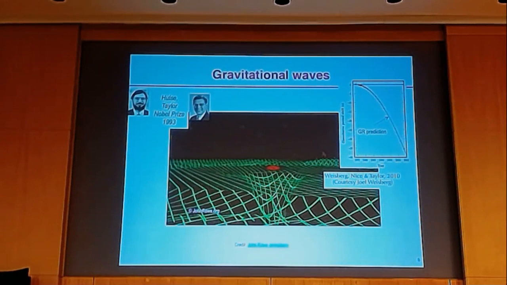So there was another Nobel Prize, not only to Einstein and not for his theory of relativity, but also for the observation of gravitational waves in 93. Now, why can't we detect this? Well, like Einstein said, the gravitational waves themselves, this wavy distortion of space-time, is very, very, very small.